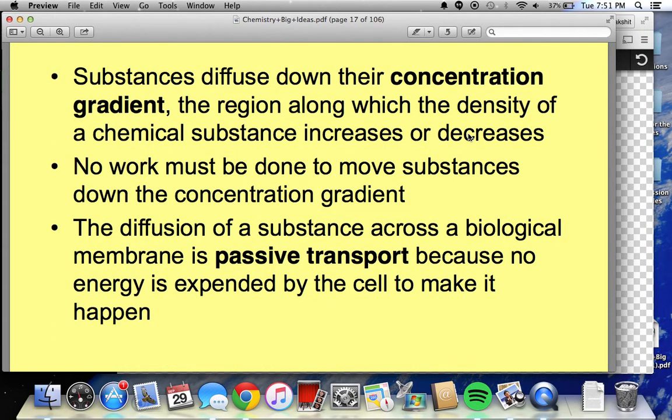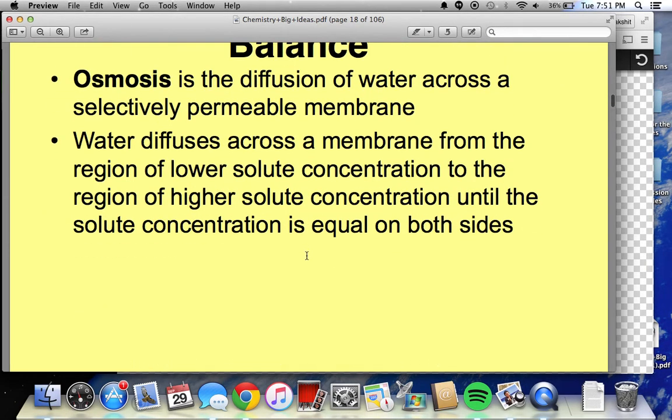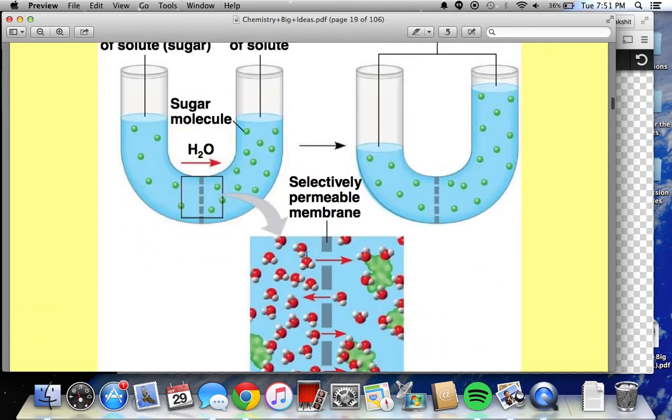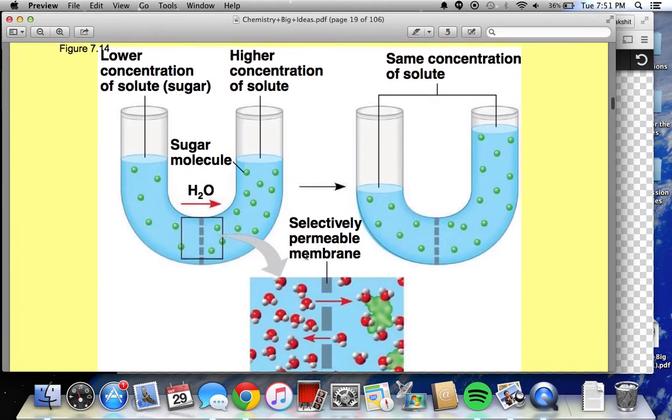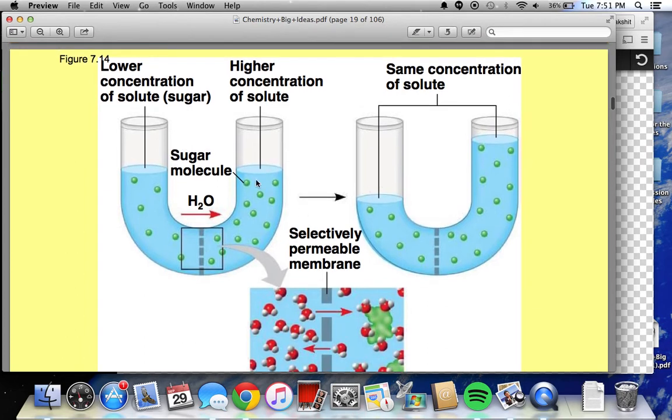Substances diffuse down their concentration gradients, which means that they, again, diffuse from high to low concentration, and that's called passive transport because it uses no energy. And like I said, osmosis is the diffusion of water across the selectively permeable membrane. Here's just an example of that. Again, they just try to balance out the concentrations.